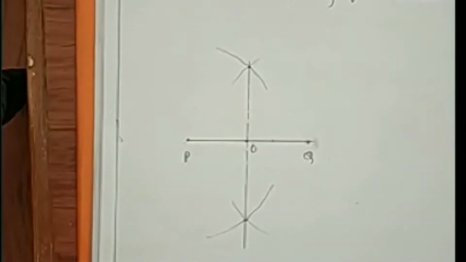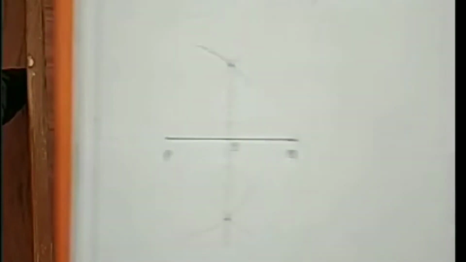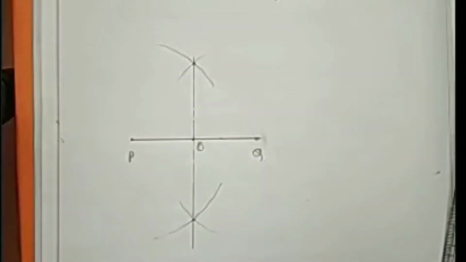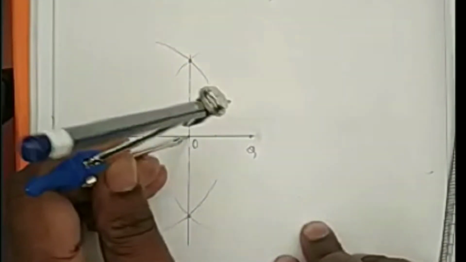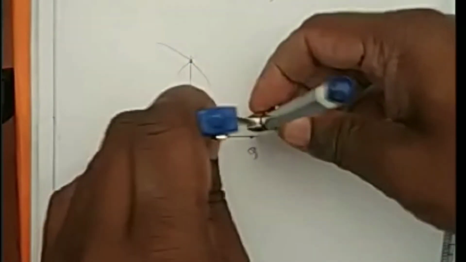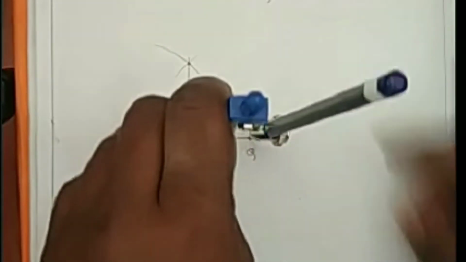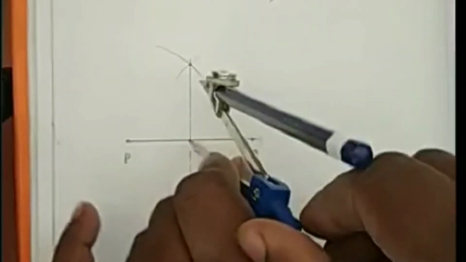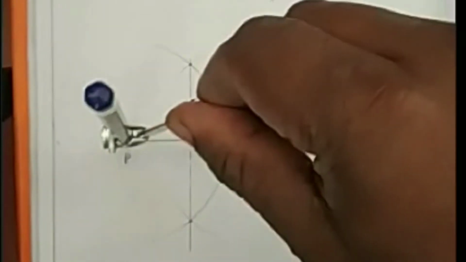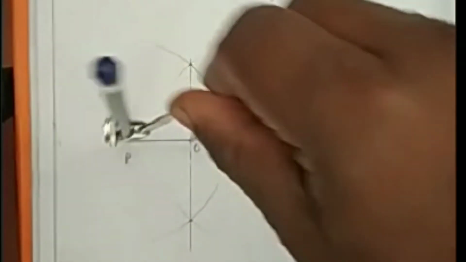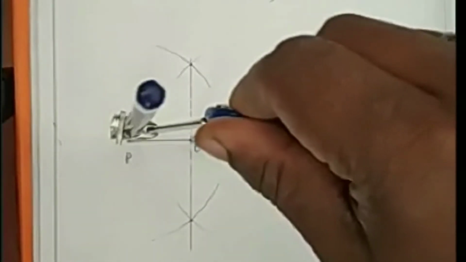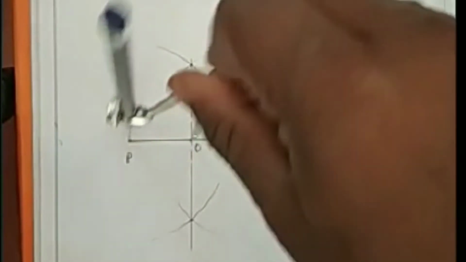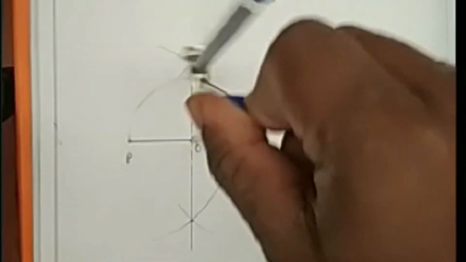Okay. Now how to verify either the point is the center point or not? What you will do? Just place the pointer of the compass at O and place it at Q. Okay. Now rotate your compass and place it at P. If the both point is touching each other, that means the measurement is correct. Now draw circle.